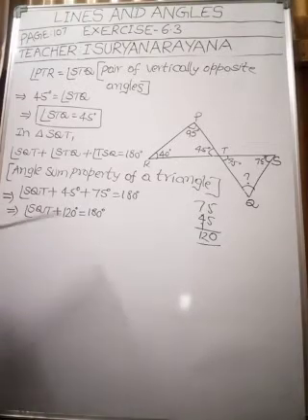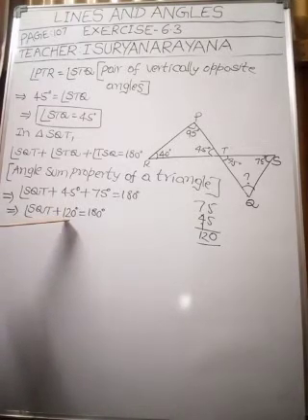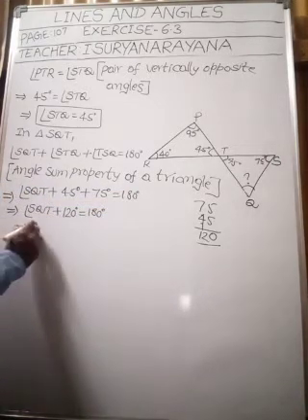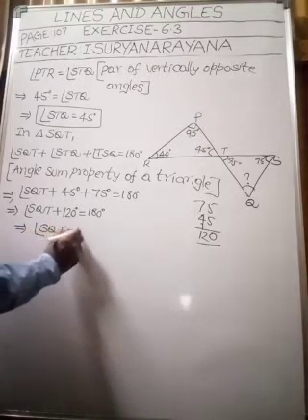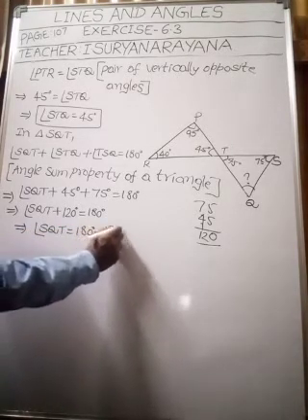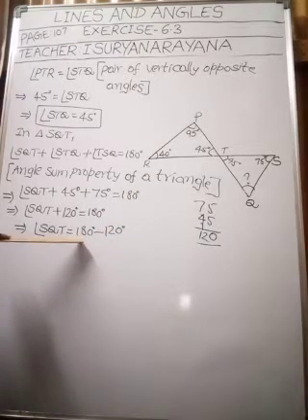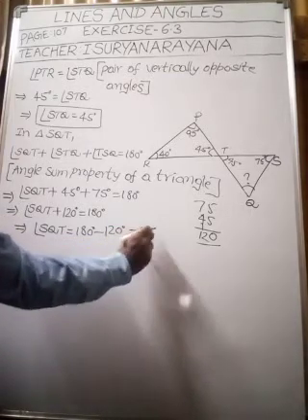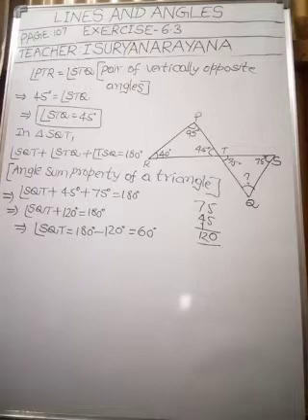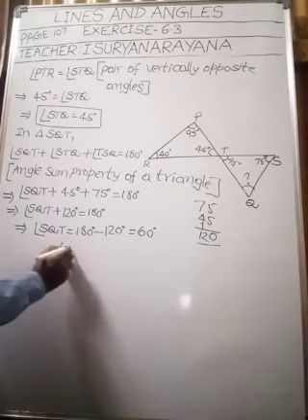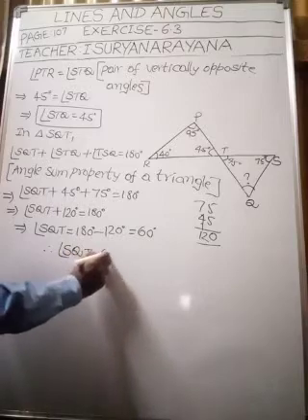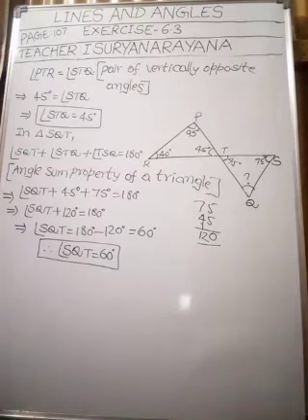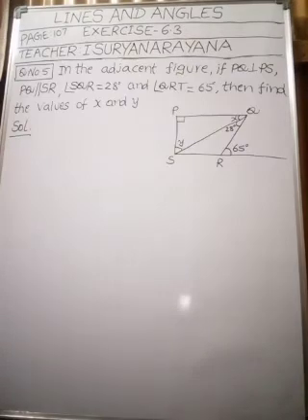Right. Now we transpose this 120 degrees to RHS. Then it becomes minus 120 degrees. So this implies angle SQT is equal to 180 degrees minus 120 degrees. What will you get here? By simplifying these two numbers, 60 degrees. Therefore, angle SQT is equal to 60 degrees. Understood, my children? Right.